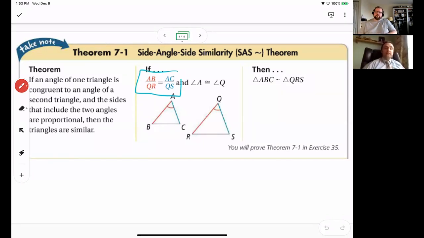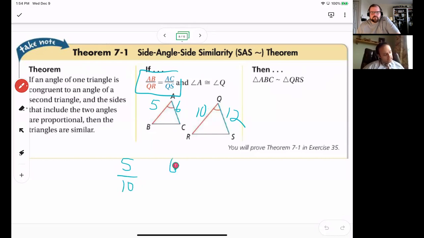So it's the same idea as the side angle side congruence with triangles, but this time it's similarity. So I'll give you an example. If we know that these angles are the same, they're marked the same, and say this side is 5 and this side is 10 and this side is 6 and this side is 12, then we know that the figures are similar because AB over QR, 5 over 10, is the same as AC over QS, 6 over 12, because those can both simplify to 1/2. And the claim here is that that is enough to show that the triangles are similar.